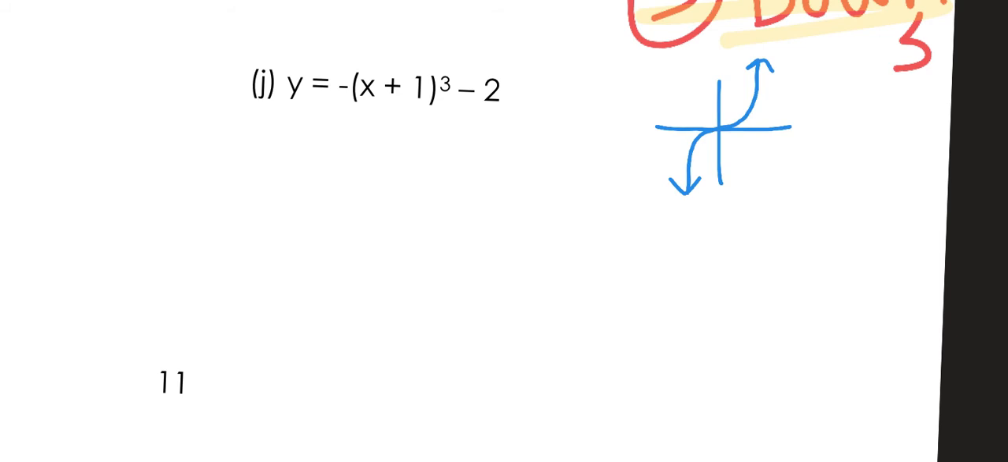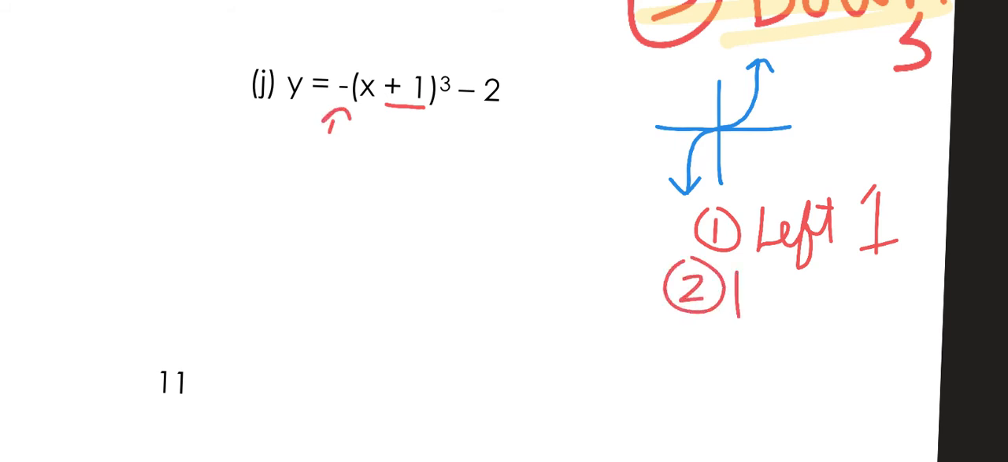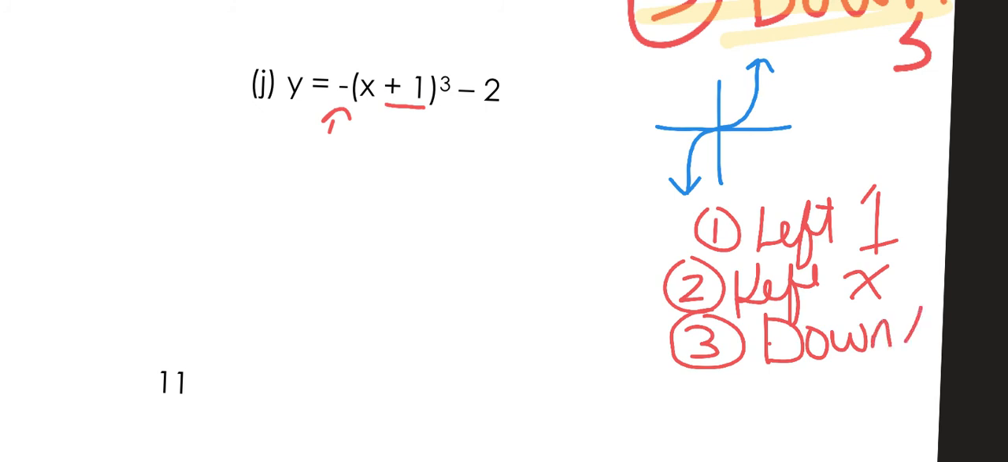And again, as we go through this, let's talk again about the order. First thing that has to happen is the horizontal movement. This is moving left 1. Next thing, reflection. This is a reflection over the x-axis. So the previous 2 examples, you saw reflection over y. This negative is on the outside, so it's a reflection over x. The last thing to happen is the vertical movement. This is going to move down 2.